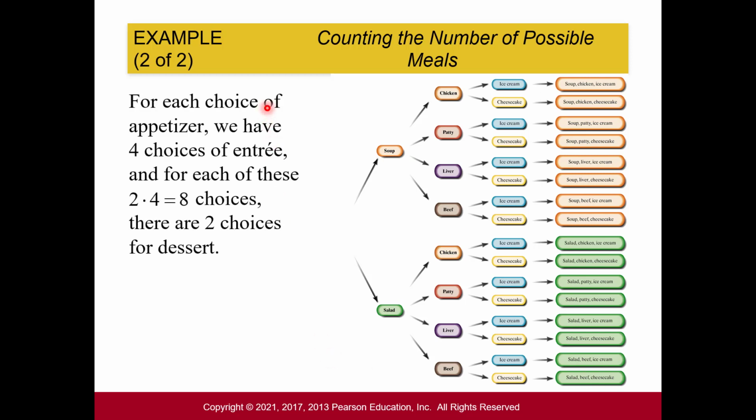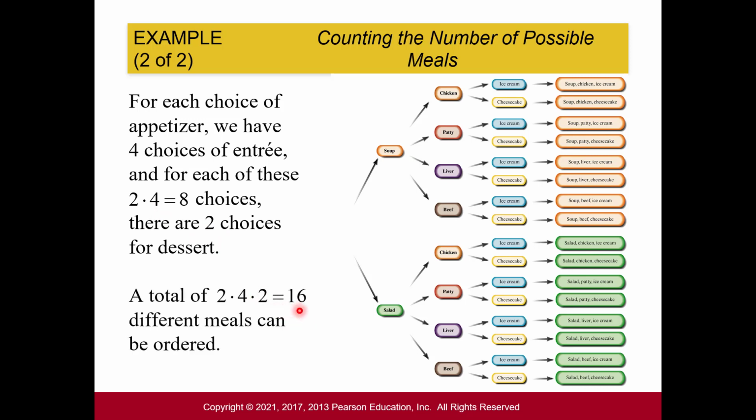And so for each choice of appetizer, we have 4 choices of entree. And for each of these 4 entree choices, we have 2 choices for dessert. So it's the 2 times the 4, appetizer times choices of entree, and then 2 choices for dessert, for a total of 16 different meals that can be ordered. So notice how we get this result of 16 different meals. We just use multiplication. 2 choices times 4 choices times 2 choices.